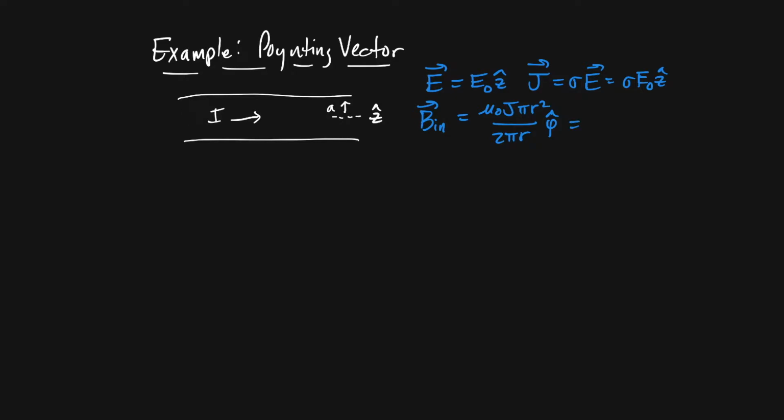Now this, very simply, with our relationships that we have for the current density, gives us something that changes linearly with the distance away from the center. We've also seen that a number of times before.